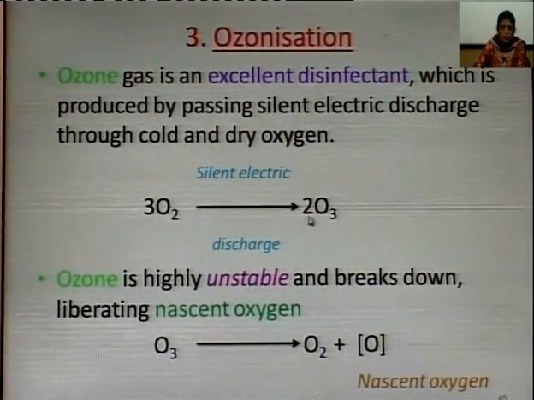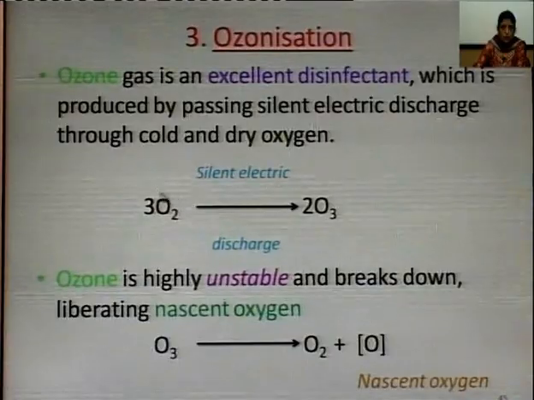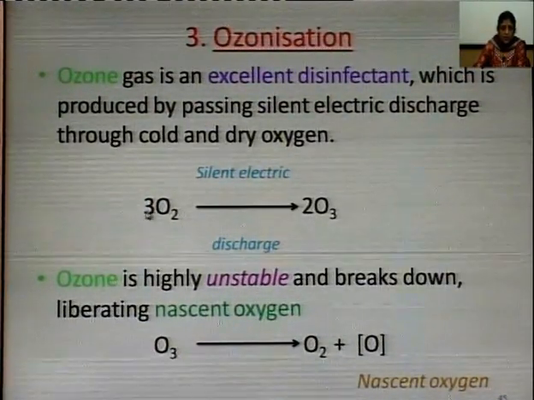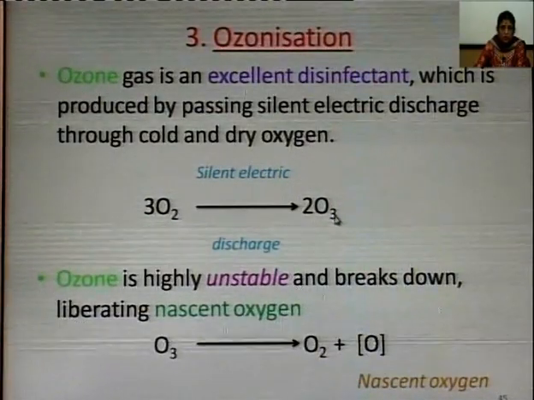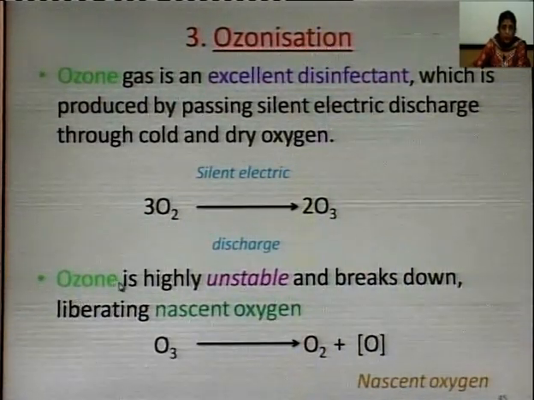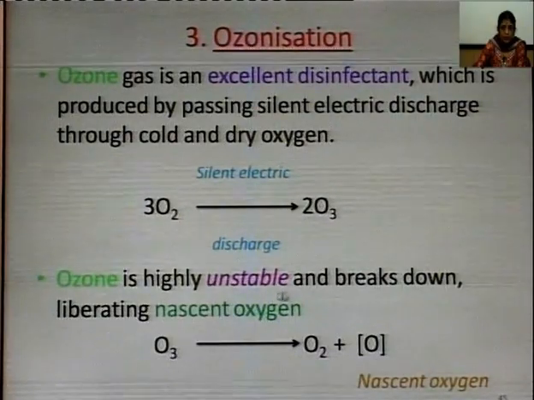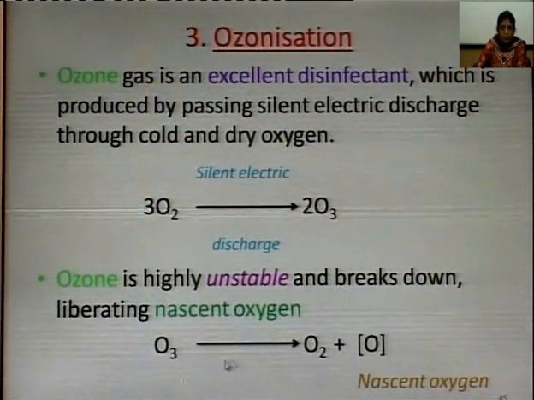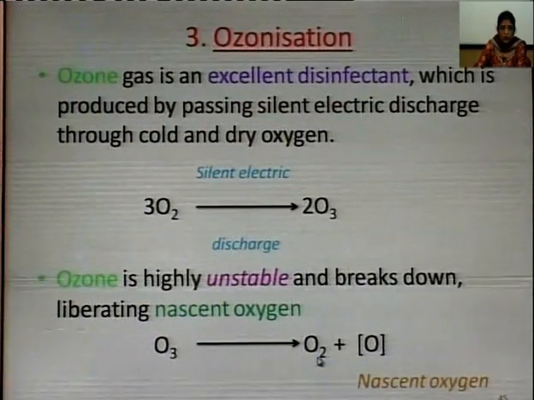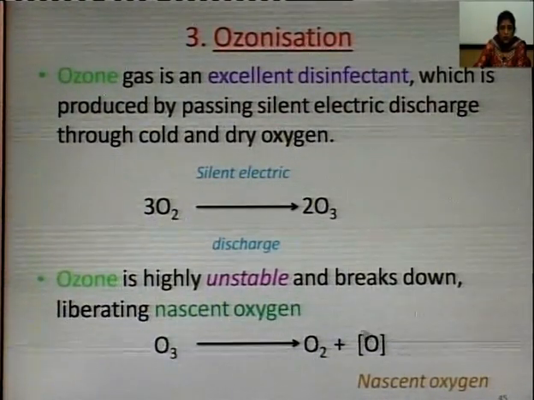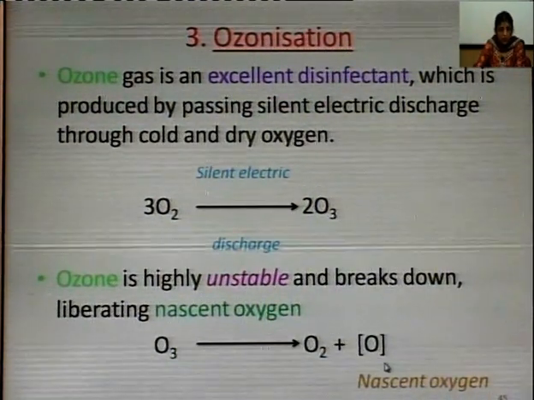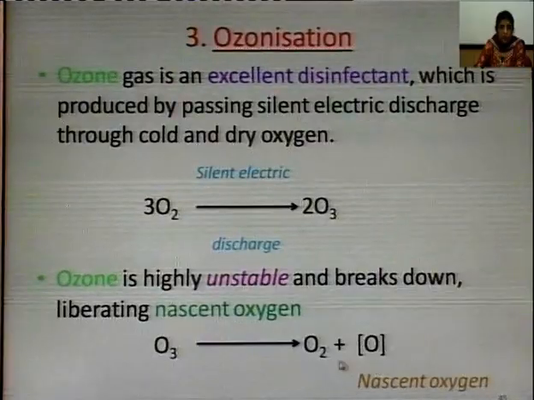So, you can see this equation: 3 O2, 3 molecules of oxygen, when silent electric discharge is passed, oxygen gets converted into ozone. Ozone is highly unstable and it breaks down and liberates nascent oxygen. Ozone gets decomposed into oxygen and nascent oxygen. Nascent oxygen means atomic oxygen. It is very reactive and it is germicidal.